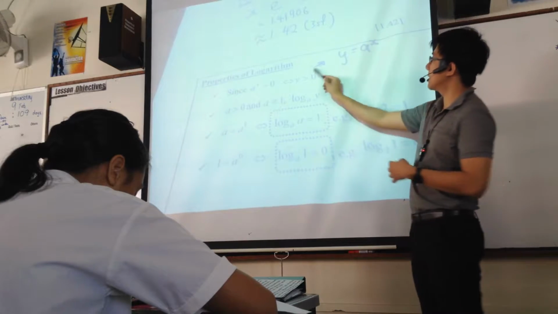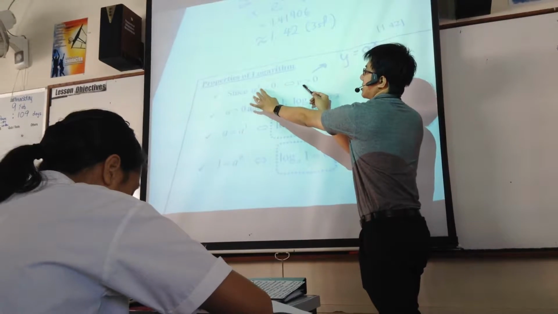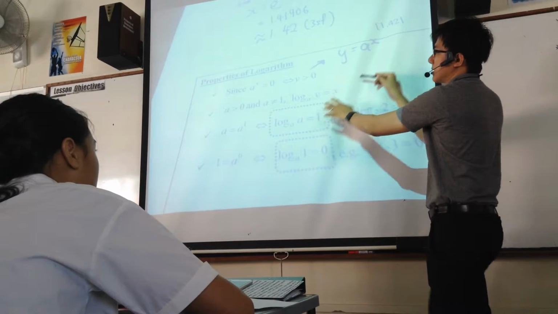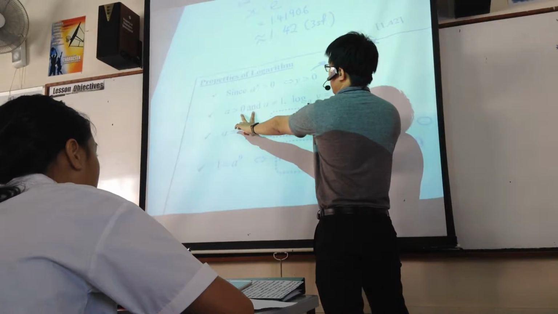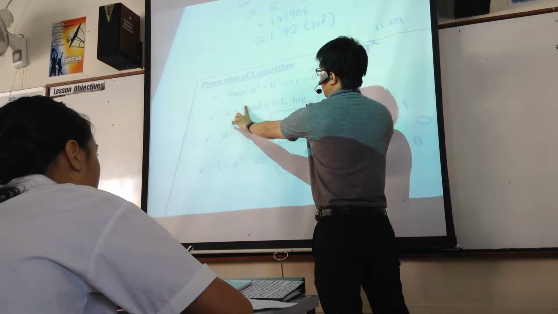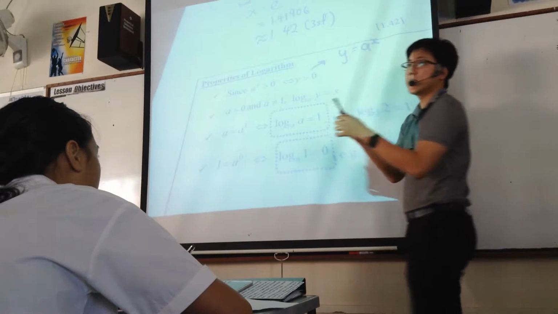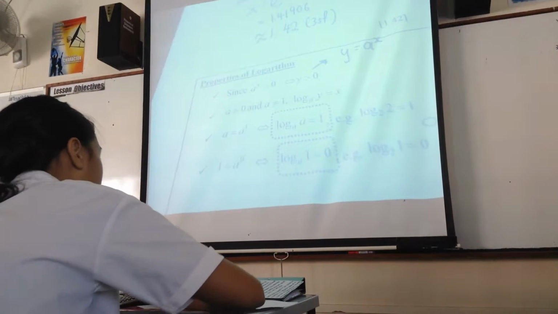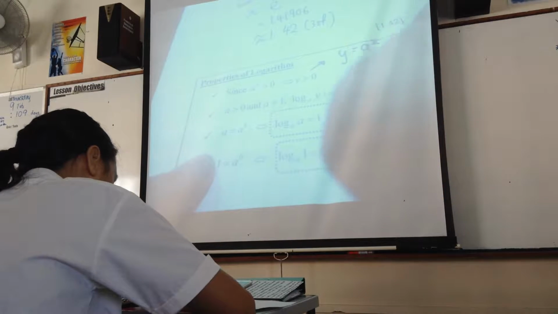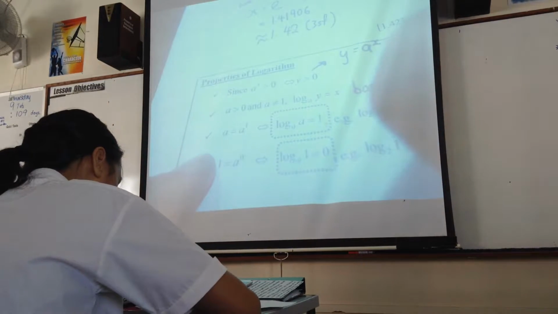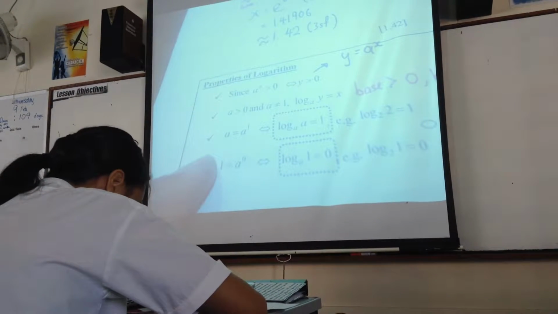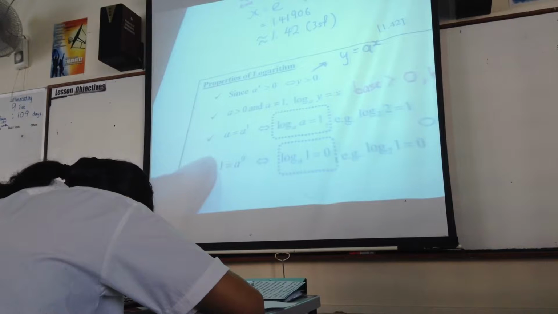Okay, so this statement means if this is positive, then this is positive because y is equal to a power x. Now the second one is important. The base must always be bigger than 0. Rightwards is easier to see. Base is more than 0. Base is not equal to 1.